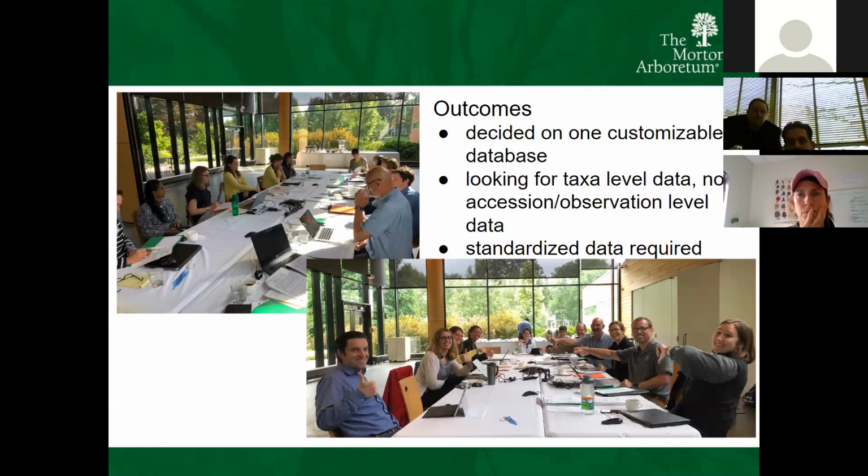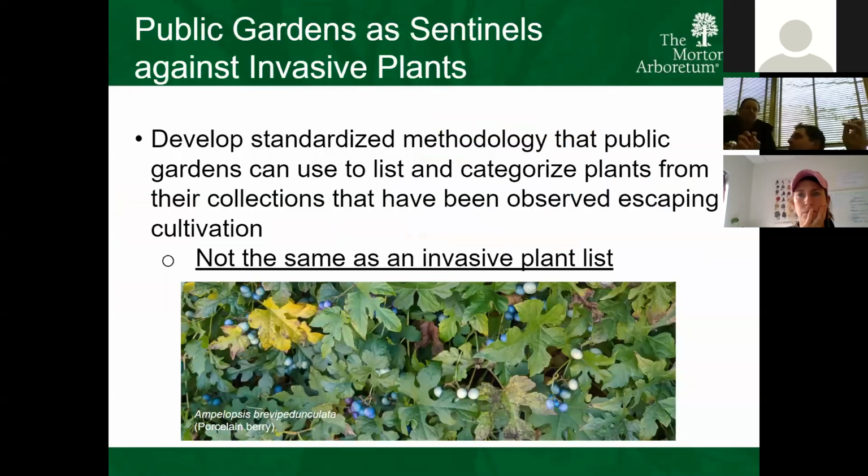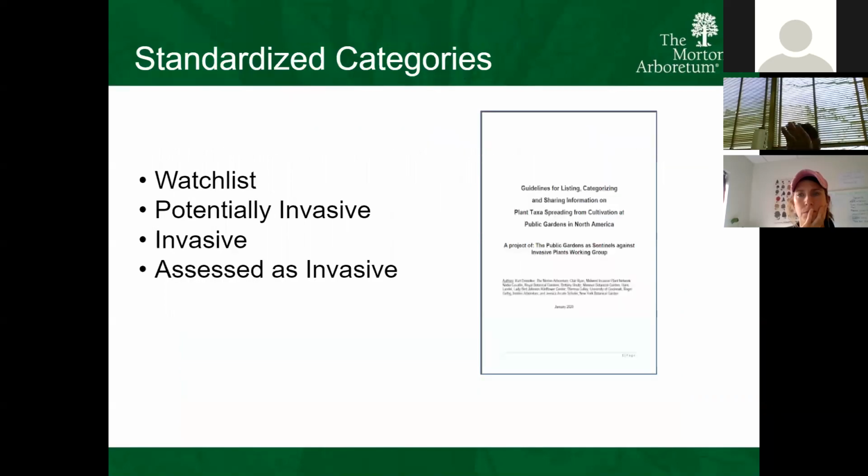The standardized data is what we talked about last time in the webinar, and you can refresh your memory by looking at that webinar and reviewing the document that was sent out as a result. Okay, so just a quick reminder again that this effort is to develop a standardized methodology that public gardens can use to list and categorize plants from their collections that have been observed escaping cultivation, and that this is not the same as an invasive plant list. Okay, so that's just a quick reminder.